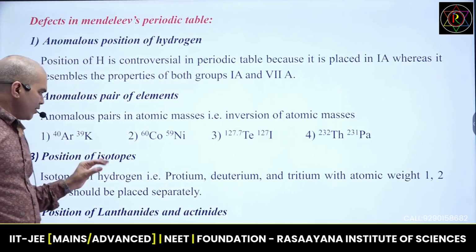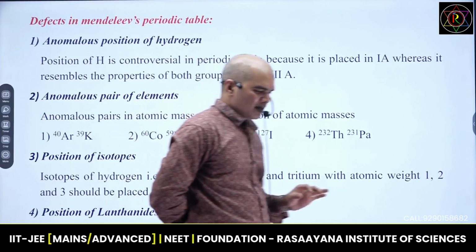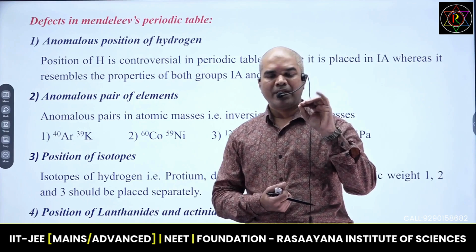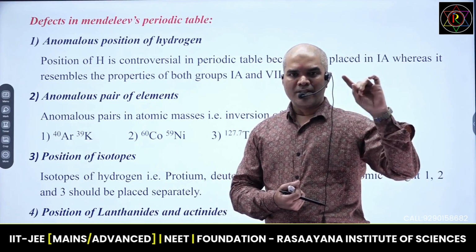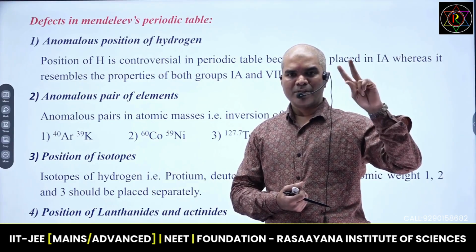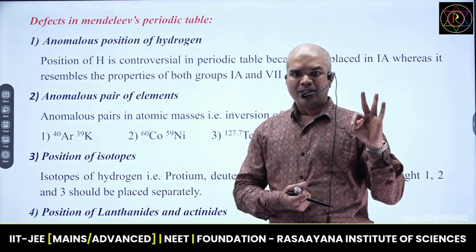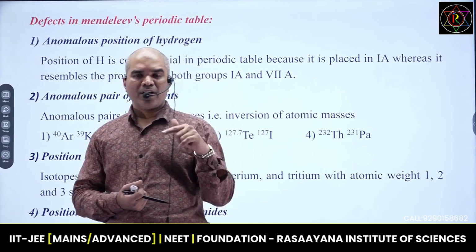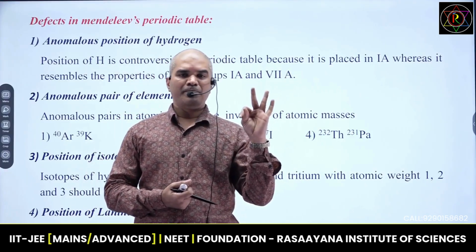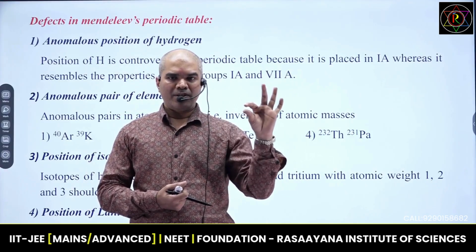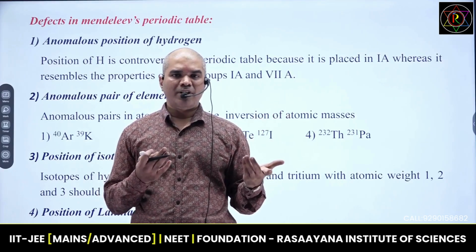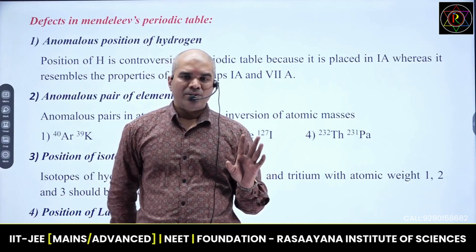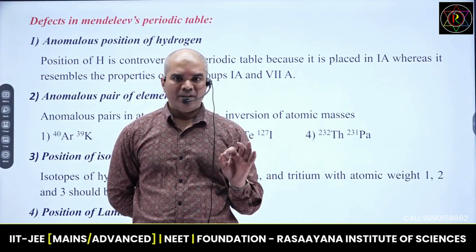Next point. We have different isotopes. Suppose I take hydrogen. Hydrogen has three isotopes: protium, deuterium and tritium. Atomic masses increase by 1 unit. Protium is 1, deuterium is 2 and tritium is 3. So if I consider atomic masses, then in the periodic table, should I include hydrogen, deuterium and also tritium? I have to place them according to atomic masses. Then where is the place for deuterium and tritium? There is no place if I consider atomic masses. So that is another limitation of Mendeleev's periodic table.